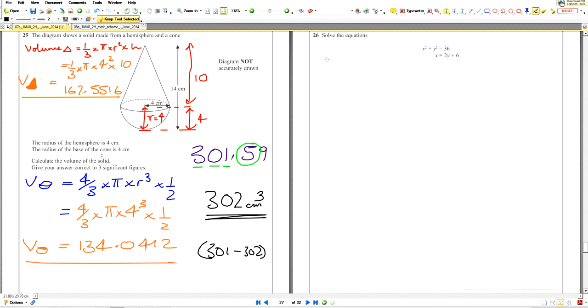Okay, question number 26, solve the equation. We have a simultaneous equation here. x squared plus y squared equals 36. We'll call that equation number 1. Equation number 2, let's make it a bit bigger.